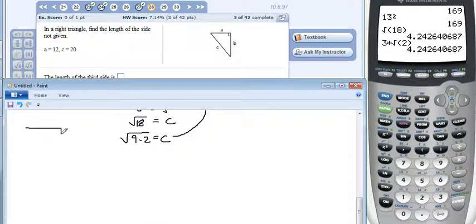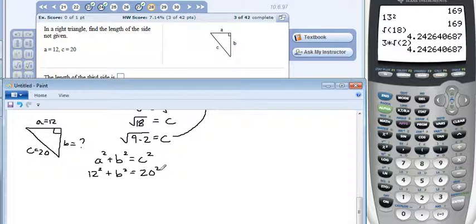We have that flipped triangle still, just been rotated around. We've got A, B, and C. This time we know A is 12 and we know C is 20. B is what we're supposed to look for. So again, I'm going to take out my Pythagorean theorem and fill in what I know. I know A is 12, I don't know what B is, and I know C is 20. So let's get some numbers on those.